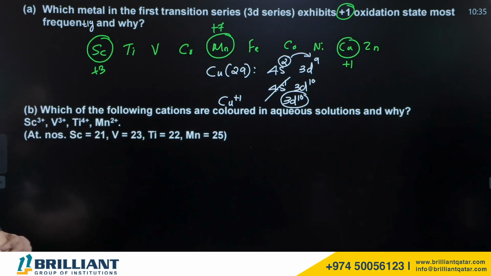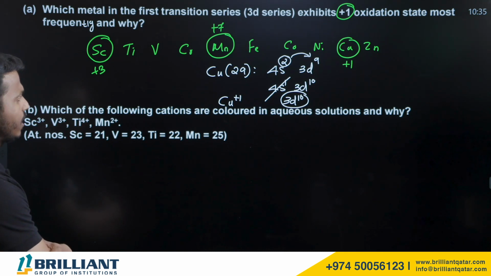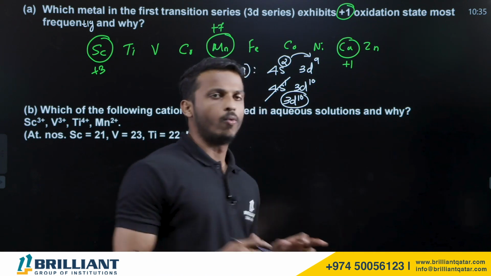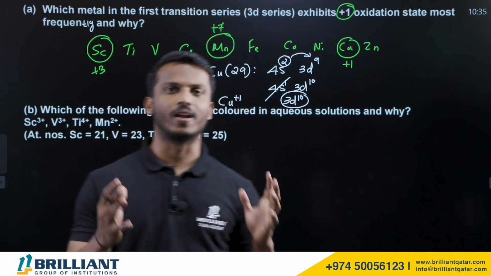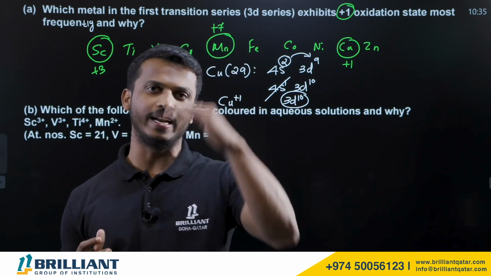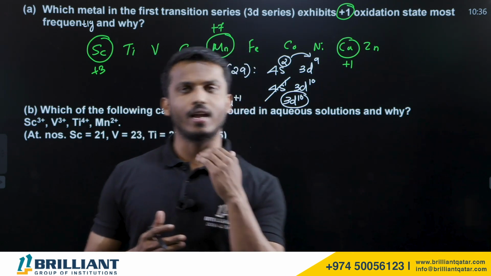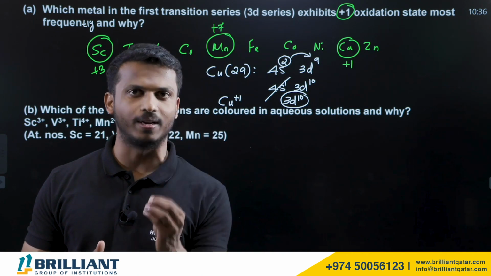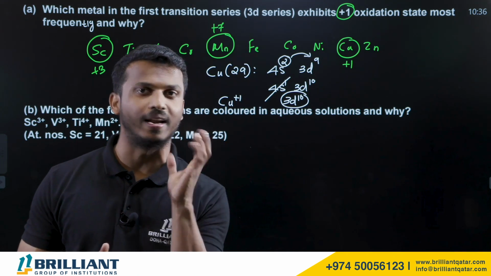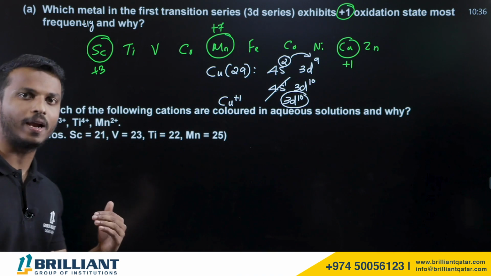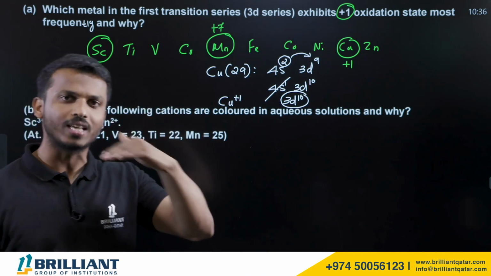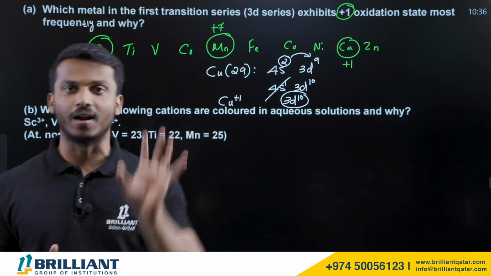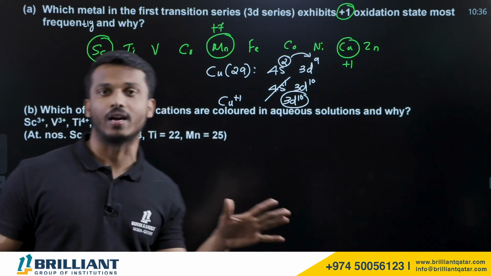Which of the following cations are colored in aqueous solution? Dear student, we discussed already why transition elements show color. Color is mainly because of d-d transition, right? But in order to show color, the element or the ion should contain unpaired electrons. If they have unpaired electrons, then only d-d transition occurs. These unpaired electrons undergo d-d transition. So if they have unpaired electrons, they are colored. If not, colorless.